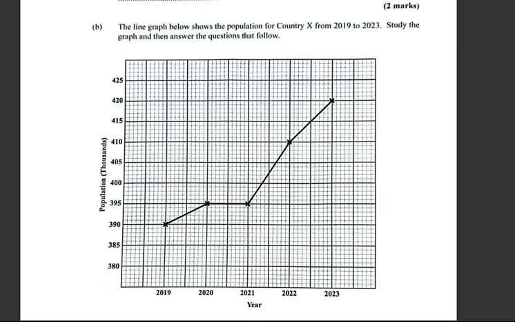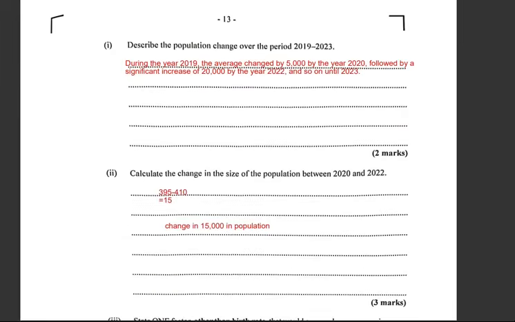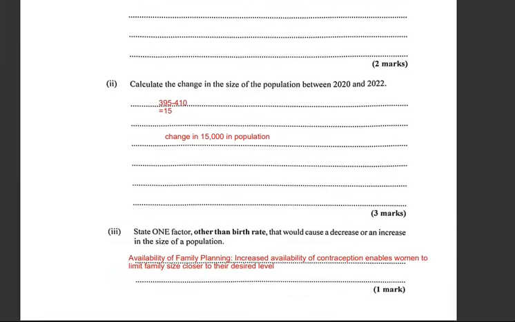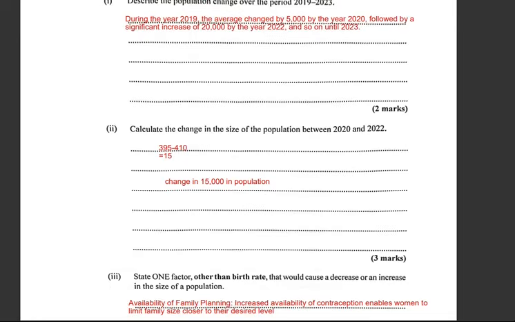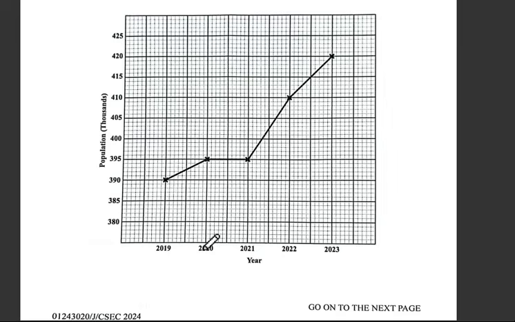Nevertheless, guys, we are seeing the graph here is from 2019 to 2023. They said study the graph below and answer the questions. So we left off here where it says calculate the change in the size of the population between 2020 and 2022. We are seeing 2020, that would be 395 in the population, so that's 395,000.